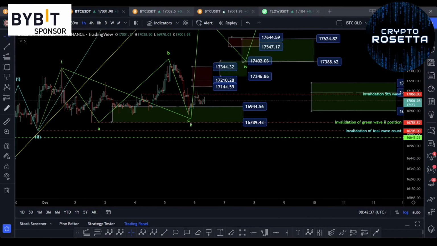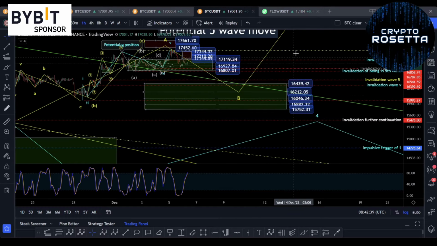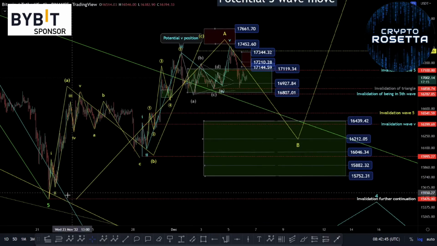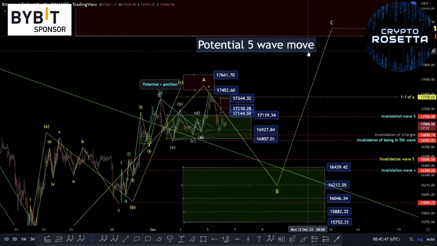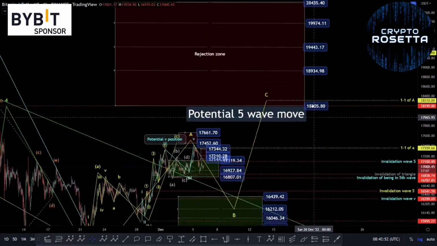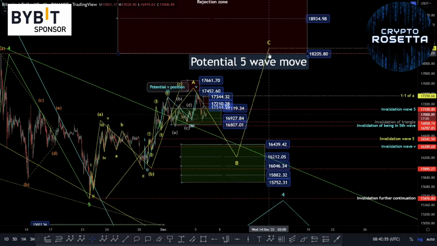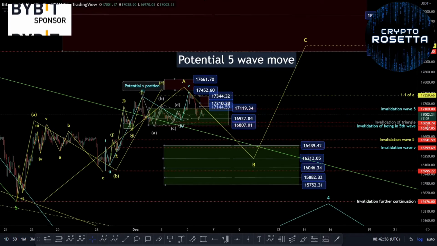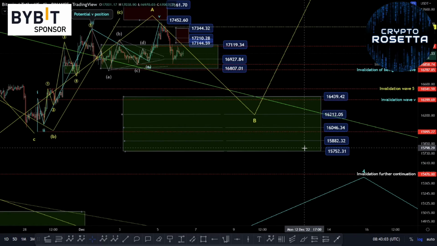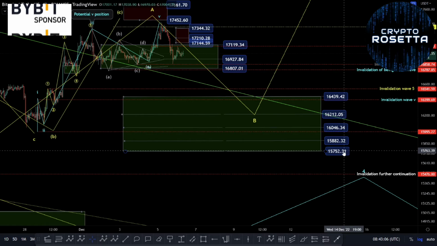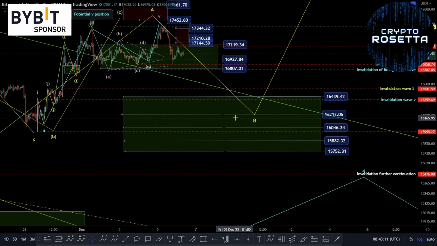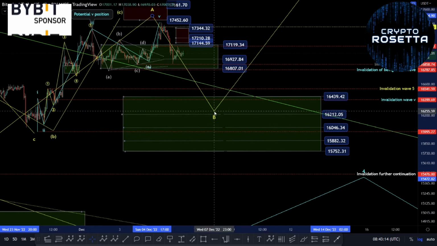If I jump over to this one, within this option we were looking at the potential of this being a completed zigzag and then looking to push up again higher into this potential rejection zone. And basically what this would then form is a bigger ABC to the upside. So with this option, what we'll be looking for is moving down deeper into the 16,439 to 15,752, with the 16,212 being the 0.618 retracement.